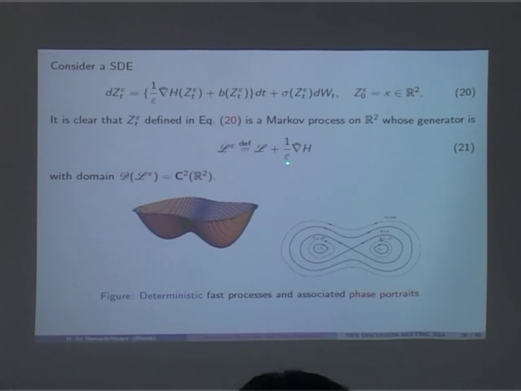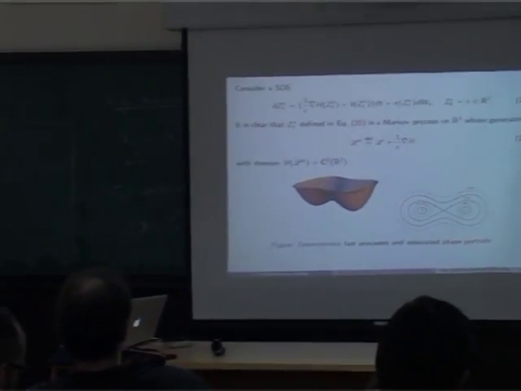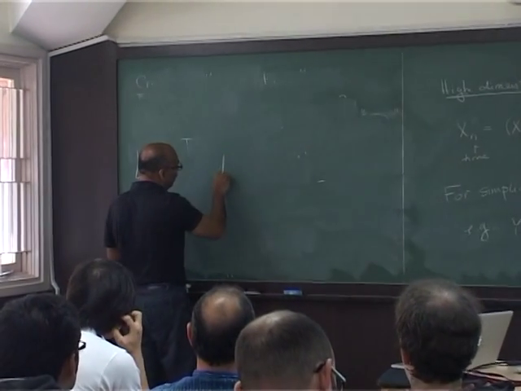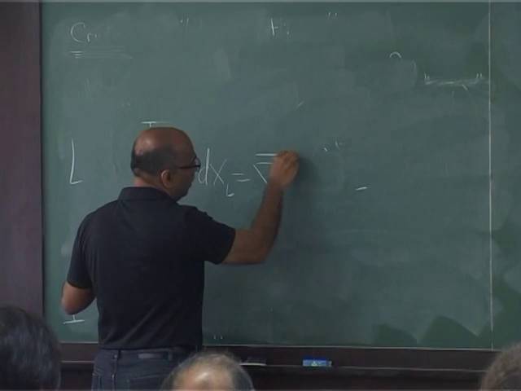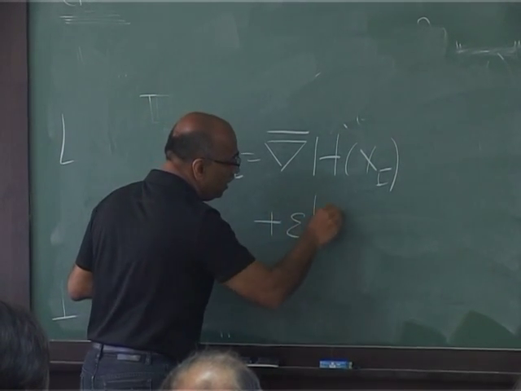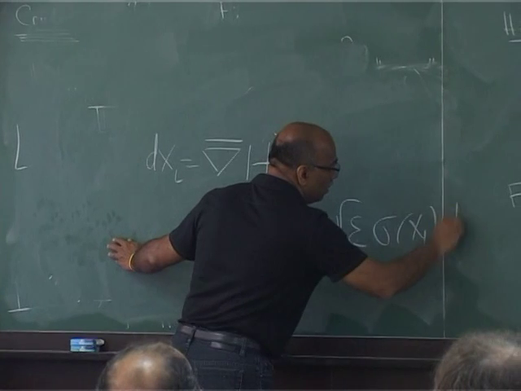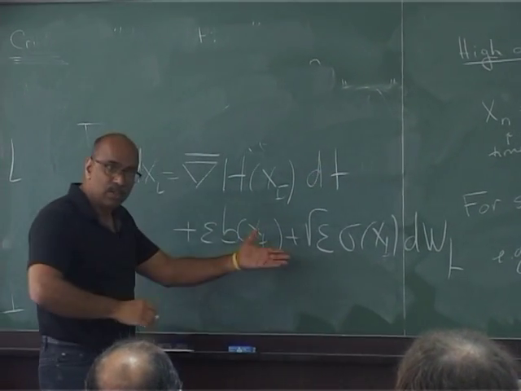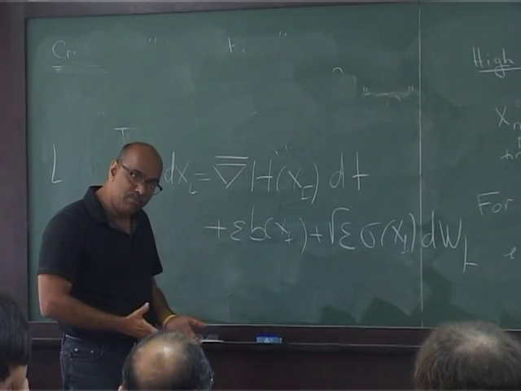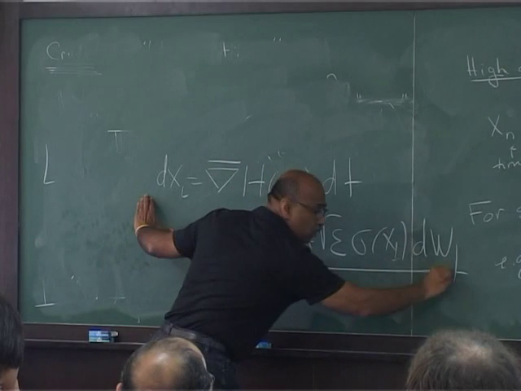Perturbation is L. So what is the fast time scale and what is the slow time scale? The fast time scale is the Hamiltonian dynamics. If I want to go back to the original, the way a physical system would be given would be dX(t) equals the gradient of H(X(t)), order 1, plus epsilon b(X(t)) plus square root of epsilon sigma(X(t)) dW(t). This is the real physical problem that is given to you. If I change my time so that I have 1 over epsilon here, this is fast and this is slow.